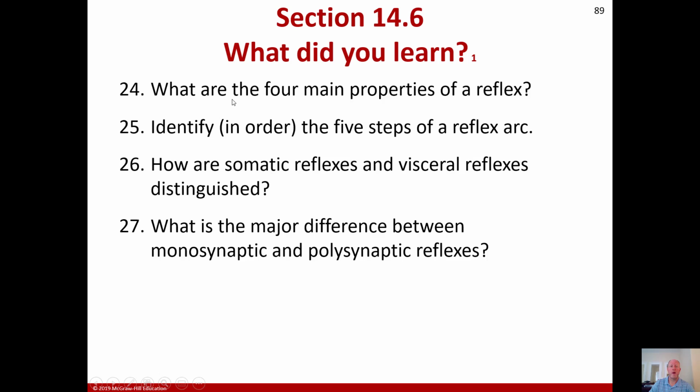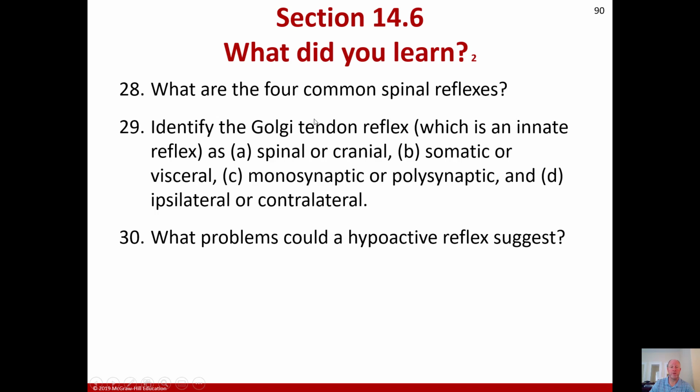So what did you learn? What are the four main properties of reflex? Identify in order the 5 steps of a reflex arc. How are somatic reflexes and visceral reflexes distinguished? What's the major difference between monosynaptic and polysynaptic reflexes? And that is the end of our chapter 14. I'm sorry, 3 more objectives. What are the 4 common spinal reflexes? Don't forget these important objectives.